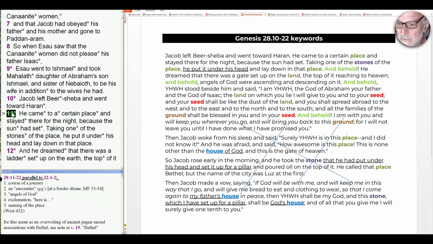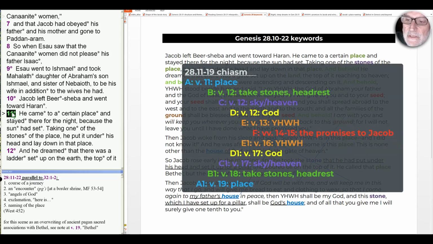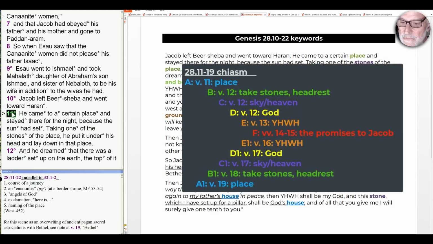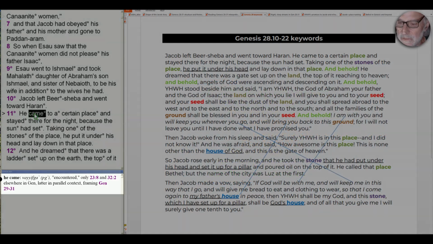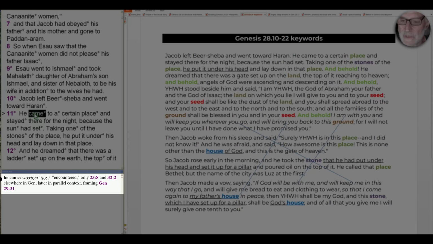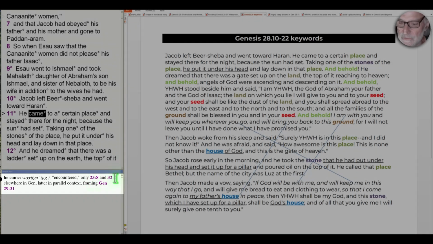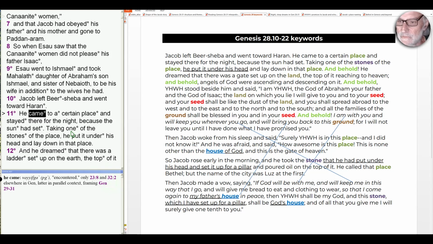So he came to a certain place, and as you can see, even this little unit here from 11 to 19 forms a nice little chiasm around these individual words. So it's a tightly structured scene. So he came to a certain place, or literally encountered. It's not just the word for coming and moving around, it's an encounter. And we see that only in 23:8 with Abraham and the Hittites there, and in 32:2, which is the wrestling scene that we'll come to.